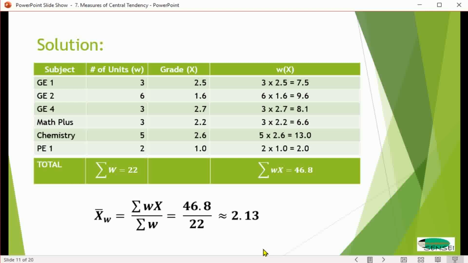And then we substitute to the formula, so summation of WX over summation of W, we have 46.8 divided by 22. So approximately 2.13. This is the weighted average now. So even if you have a grade of 2.7, which is likely very low, and 2.5, which is also likely very low, you were able to stretch that out and 2.6. Hence, we have here 2 point something because these two grades have very heavy weight in comparison to the other subjects.